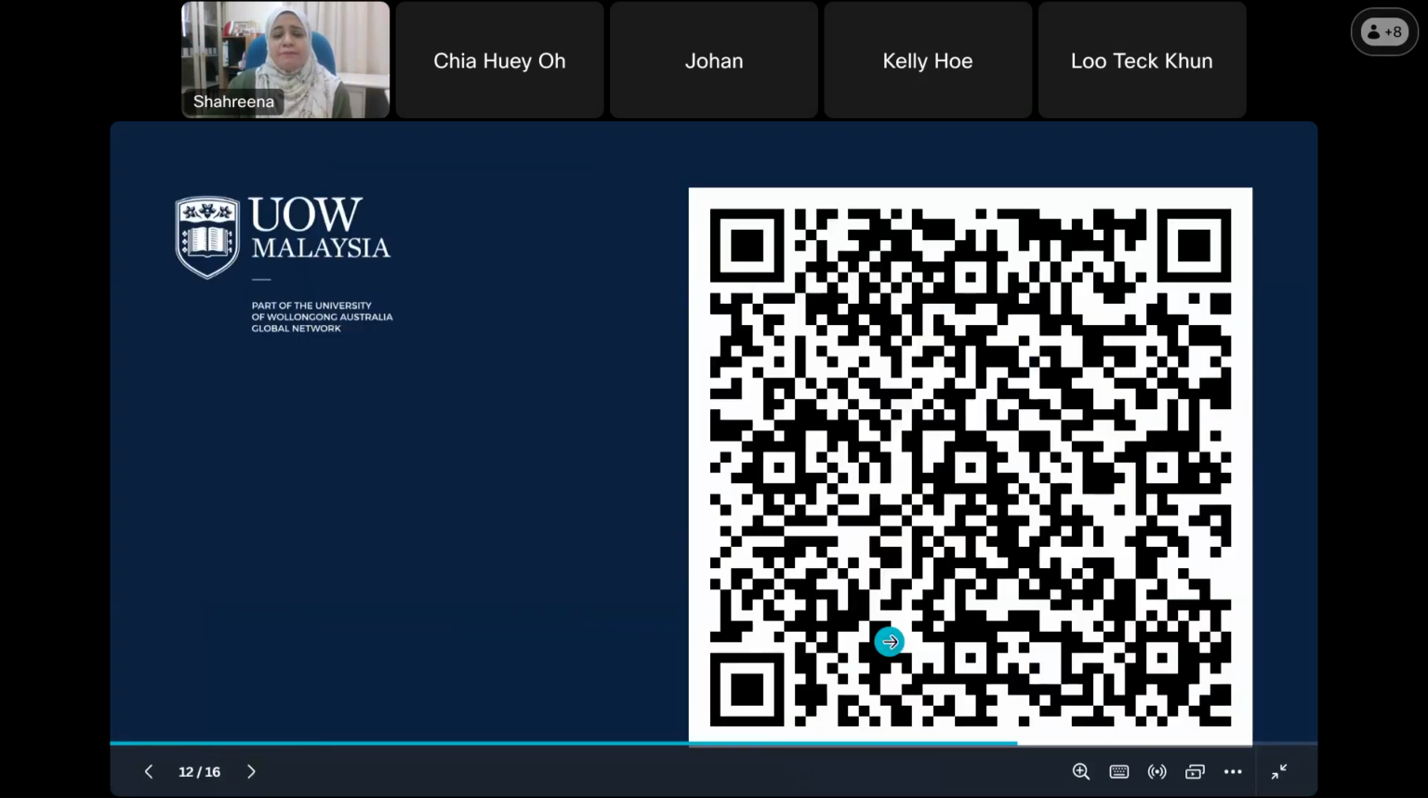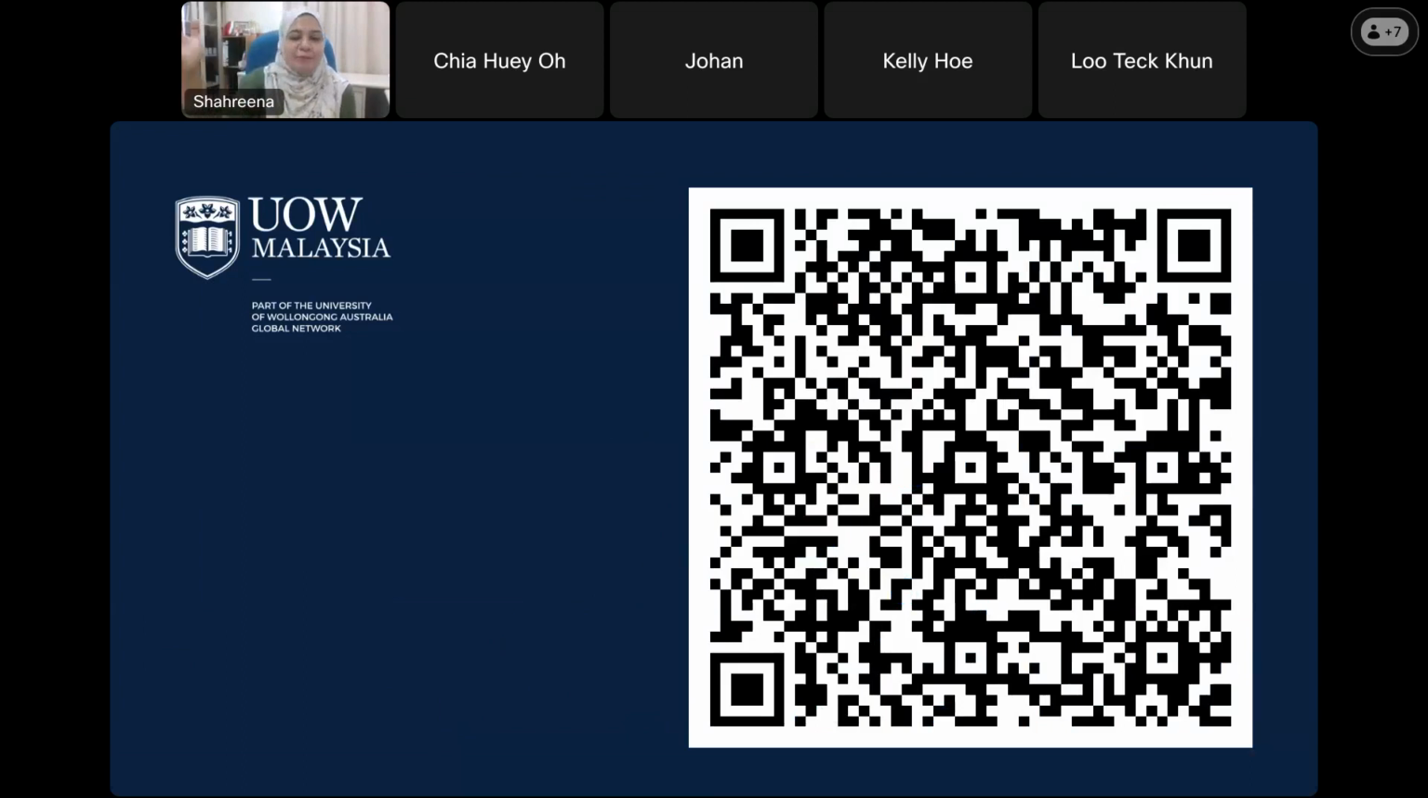Right. The other one that I want to share is, okay, so this is another QR code. So this QR code is actually the QR code to the entire presentation, from the first page until the last page. Okay, so the reason why I'm sharing this QR code is because I want to show you how simple it is for you to share your slides with your students.